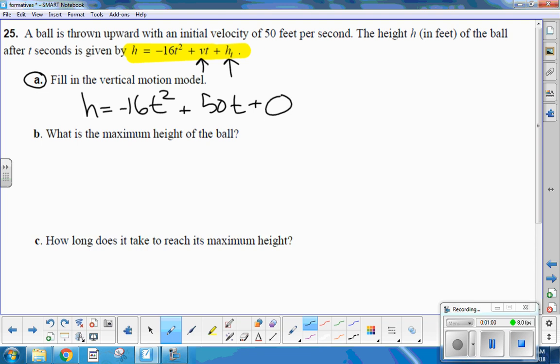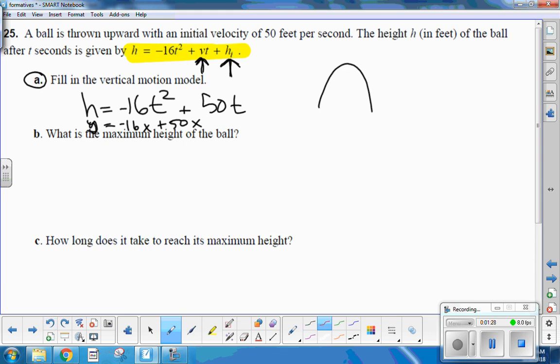Okay. What this is, if you were to change this to y equals negative 16x squared plus 50x, I don't really need the 0, right? You should always come up with this model before you read anything else about the problem. You just fill in your v and your h. Okay? This would look like a graph. It'd look like a quadratic, right? I don't know exactly what it would look like, but I know they're going to throw the ball up and it's going to come back down.